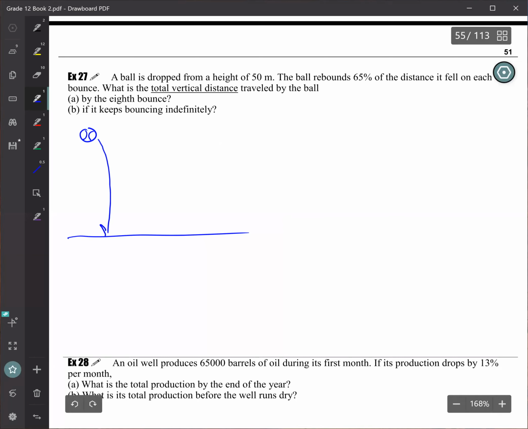When you drop it down, what happens? It will bounce, right? It will go up, but it won't go up to the same height as before because of the gravity. So that's why here it says it rebounds only to 65% of the distance that it fell. So it drops down by 50 meters. So how high is the second one?